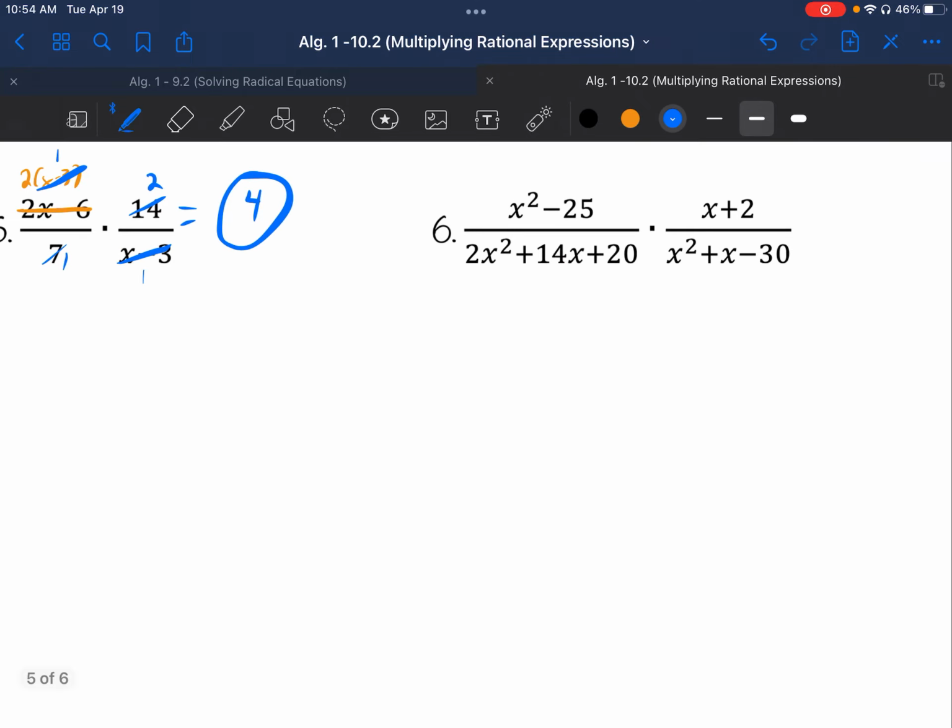Example 6, same idea, but it gets a little more complicated. The top factors into a difference of 2 squares, being x minus 5 and x plus 5. The bottom, we want to take a GCF out and get 2 times x squared plus 7x plus 10.